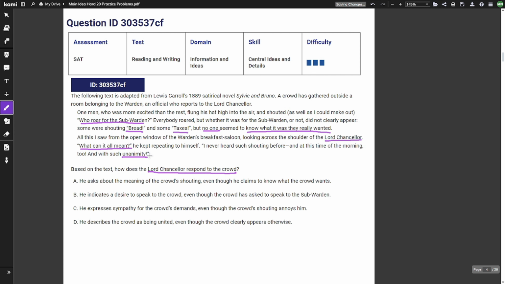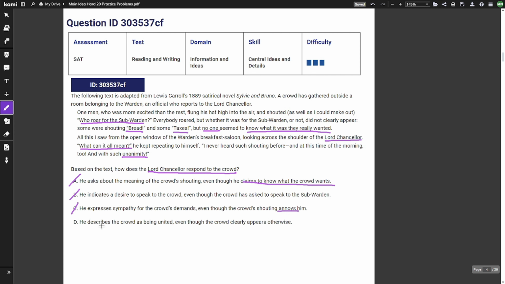Let's look at B. He indicates a desire to speak to the crowd. He never says in the text that he wants to speak to them. He's just asking, why are all these people shouting? And then the crowd also never asks to speak to the subwarden. They're just shouting bread and taxes for whatever reason. Let's look at C. He expresses sympathy for the crowd's demands. He never expresses sympathy, and it also never says that the shouting annoys him. So it's not going to be C either.